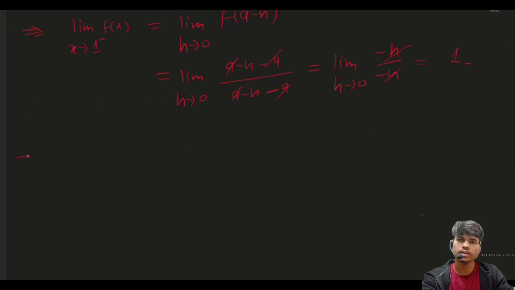And similarly, if we talk about the right hand limit, we have x tends to 1 positive f of x.